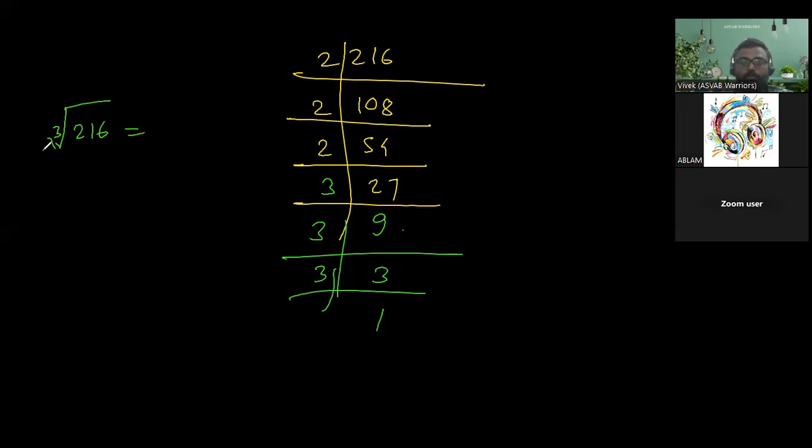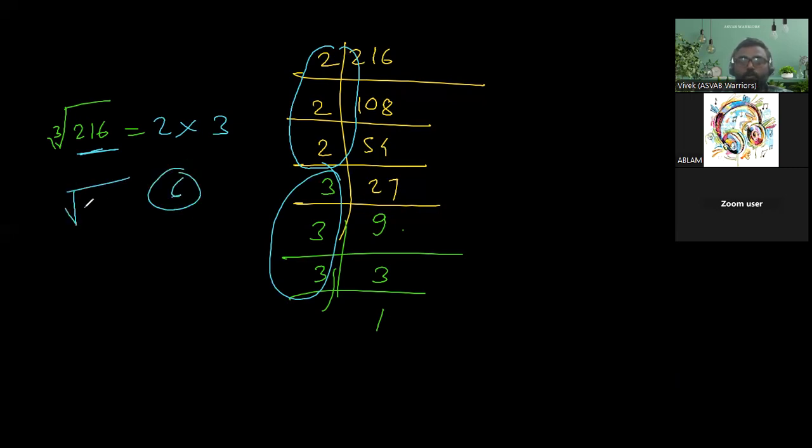So the cube root of 216 would be a pair of 3. Take a pair of 3 and just take a number from it. Pair of 3. So 2 times 3 is 6. So the cube root of 216 is equal to 6.